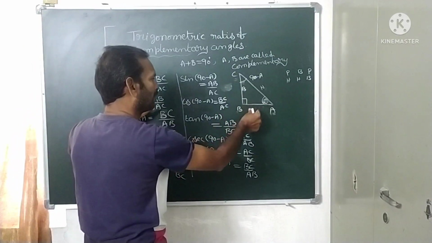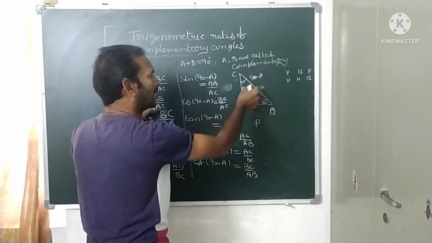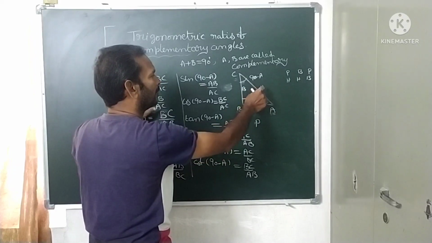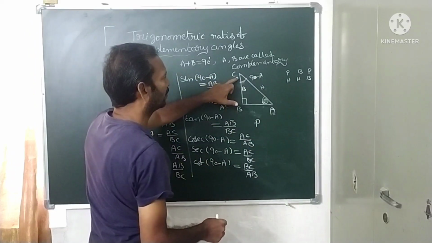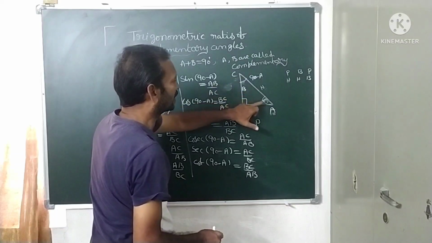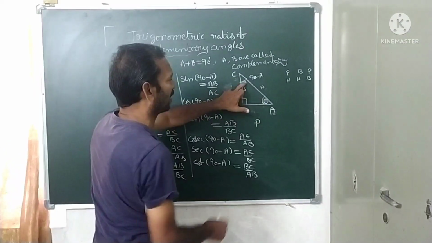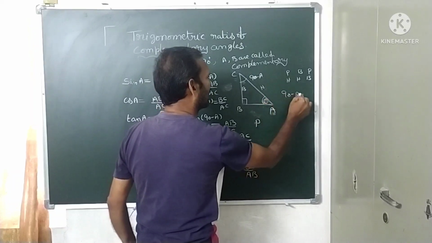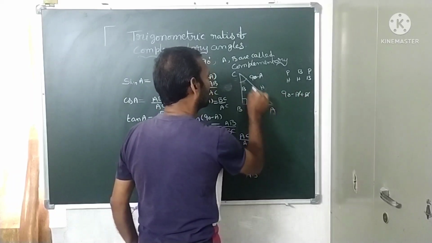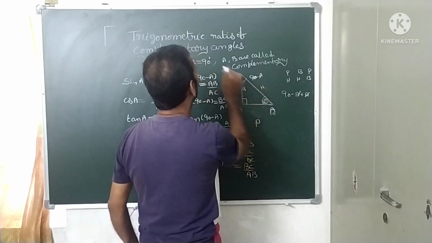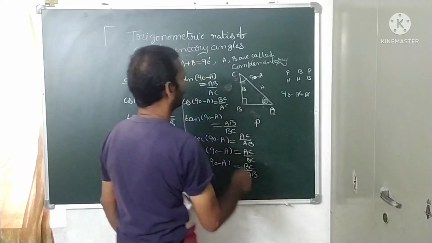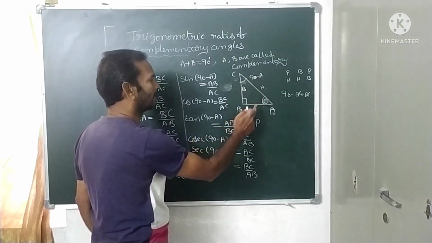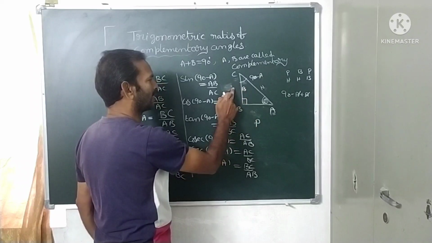perpendicular, this is base. Hypotenuse is always opposite to the right angle. From here you observe this angle: this is A, so this is 90 minus A. See, 90 minus A plus A, the sum is equal to 90. That's why I kept complementary angles. So from here you observe this is perpendicular, this is base.